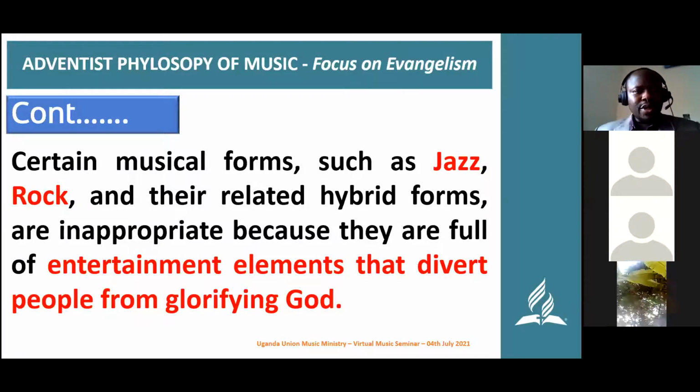The other issue to look at is certain music forms such as jazz, rock, and their related hybrid forms are inappropriate because they're full of entertainment elements that divert the people from glorifying God. It will end up glorifying the singers, glorifying the people who wrote the music, but it's not glorifying God. Yet all music is supposed to be glorifying God.